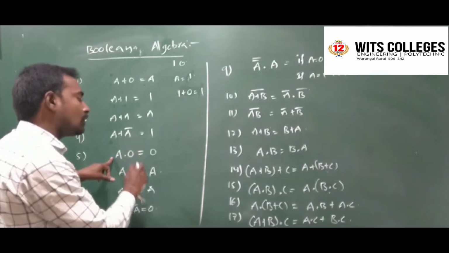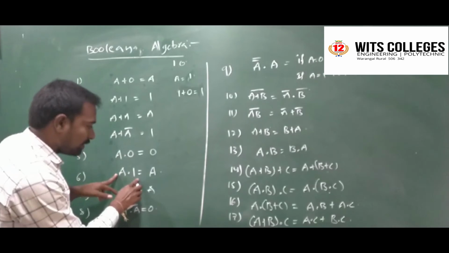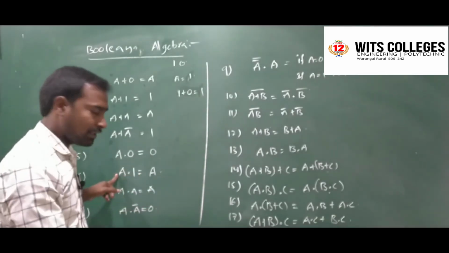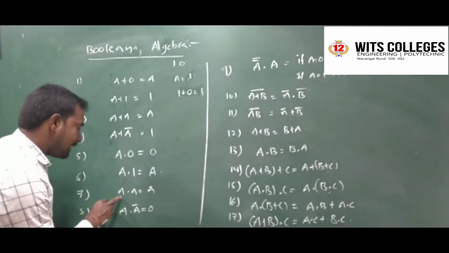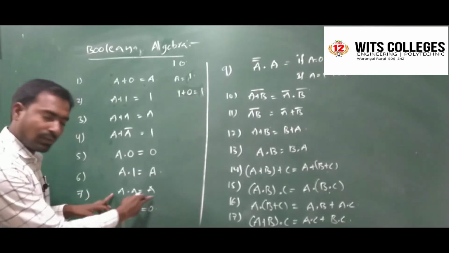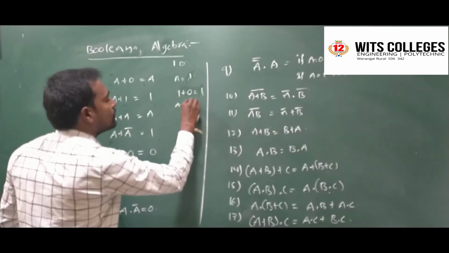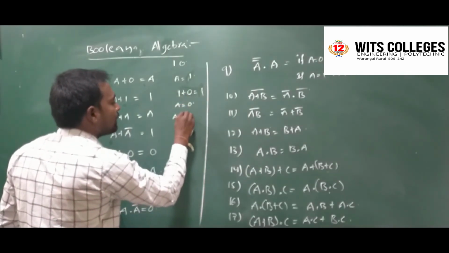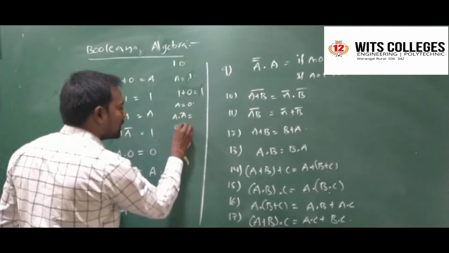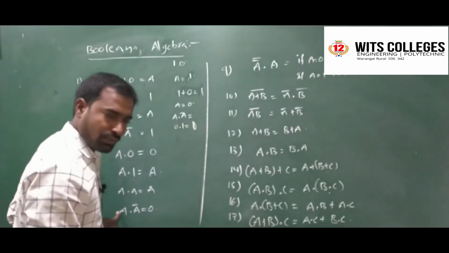Next, A into 0. 0 into something is equal to 0. And A into 1 means 1 into anything gives that thing, so A into 1 is equal to A. A into A is equal to A. And A into A bar is equal to 0. Here, taking A equal to 0, A bar is 1, then 0 into 1 is equal to 0.